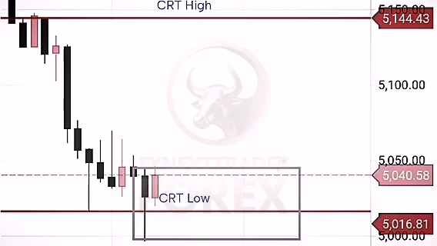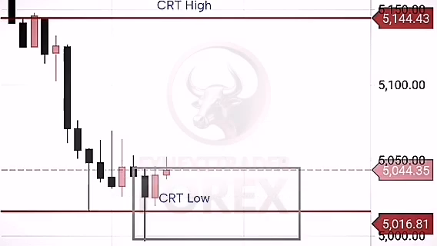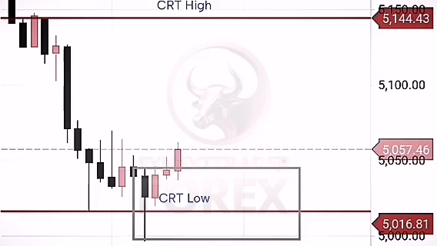Okay, let's see what the next candle does. It didn't break. Let's see the next candle. Okay, now we have our break, a full break of our range, our candle that swept liquidity and closed inside the range. So what we are going to do here is buy and target the high.